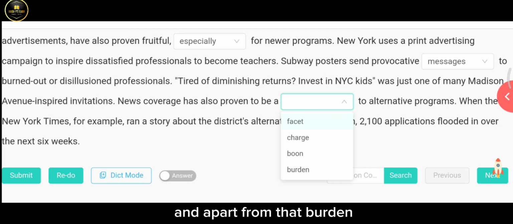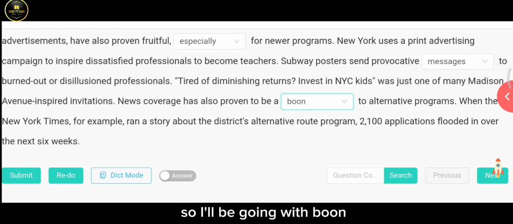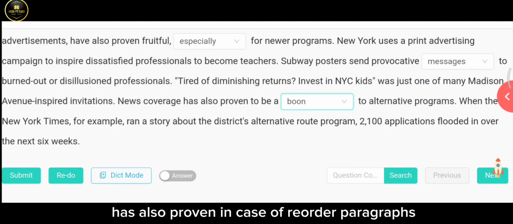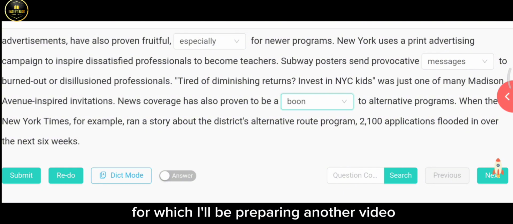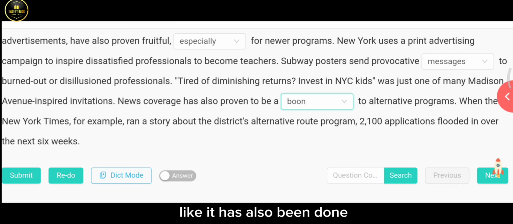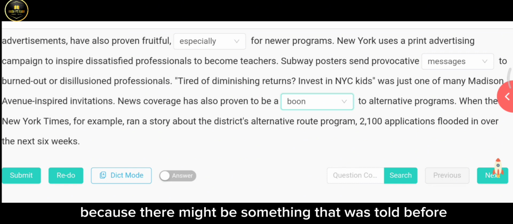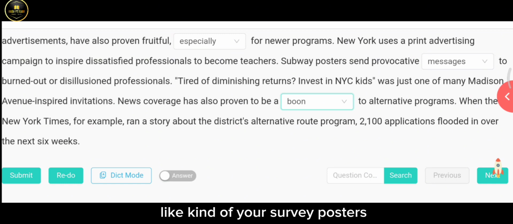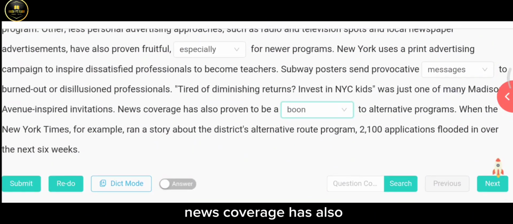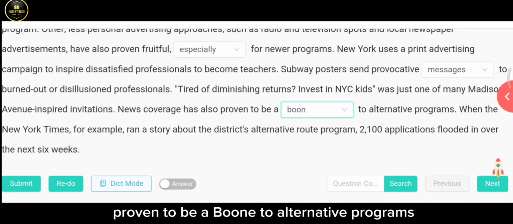And apart from that, burden, it's a kind of negative word, so I'll be going with boon, because news coverage has also proven. They're also saying has also proven, in case of reorder paragraphs, for which I'll be preparing another video. But you can check, also means over here it has also been done, because there might be something that was told before, as we have seen, your subway posters, and apart from that, television spots, radio spots. So along with that, news coverage has also proven to be a boon to alternative programs.